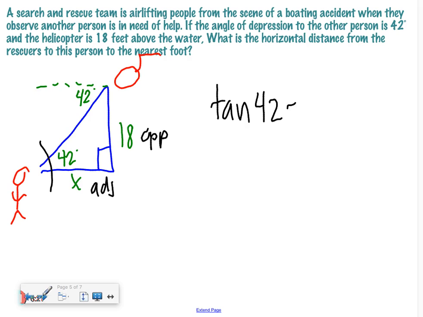It's Monday, it's been a while. So tan of 42 equals what? 18 over x. How am I going to get rid of x over there? Multiply by x.